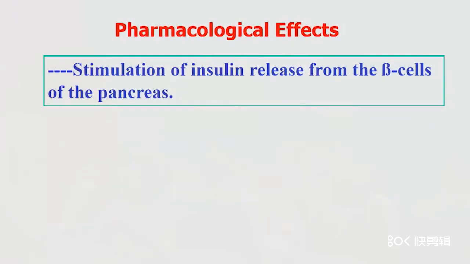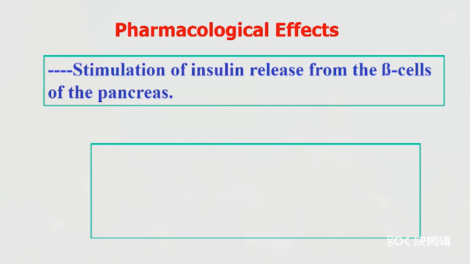Because this drug can stimulate insulin release from the beta cells of the pancreas. So what's the meaning? For IDDM patients, could we give them sulfonylureas? No use, because their beta cells are destroyed. And we use sulfonylureas to treat NIDDM patients.